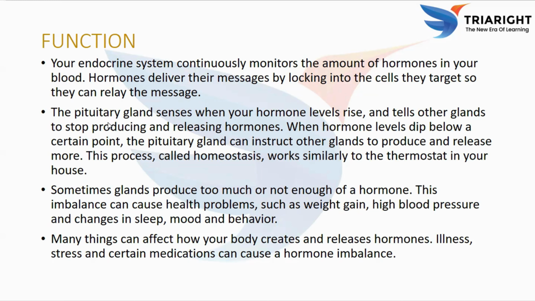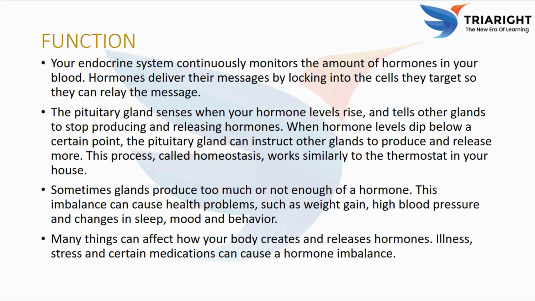Coming to the continuous monitoring of hormones, the endocrine system constantly checks the amount of hormones in your blood. So what are hormones? Hormones act as chemical messengers. They travel through the blood and attach to specific target cells to deliver instructions. These messages tell the body what to do, for example, when to grow, produce energy, or maintain balance.